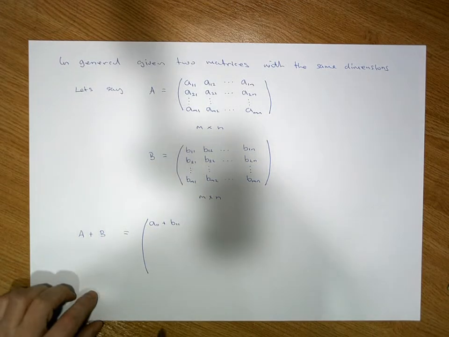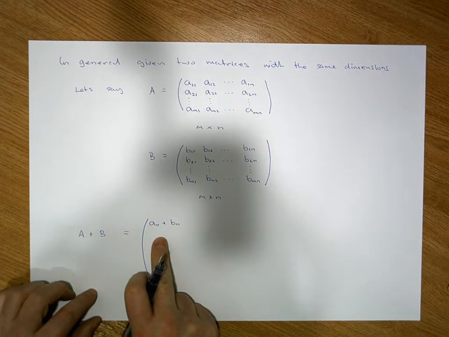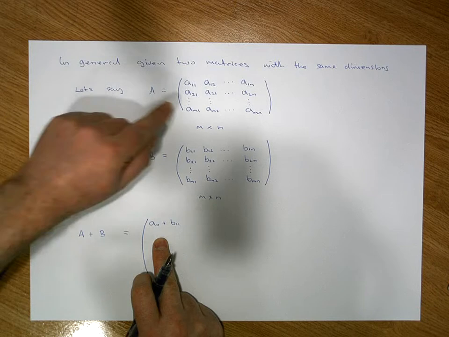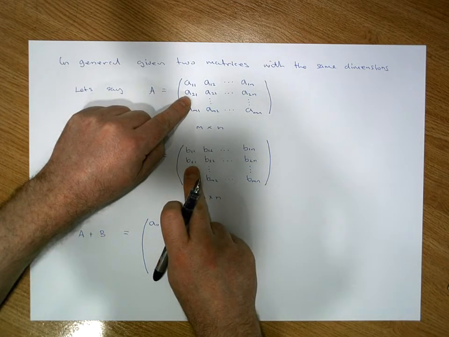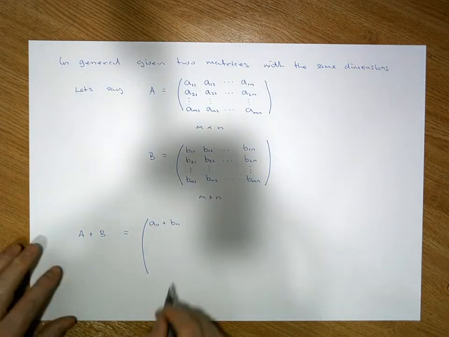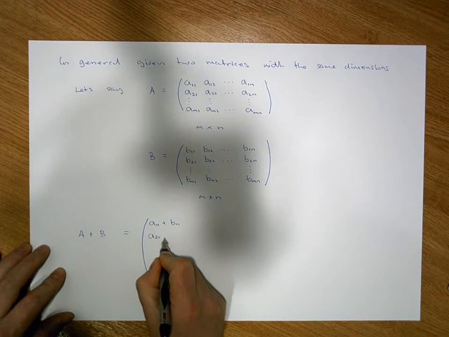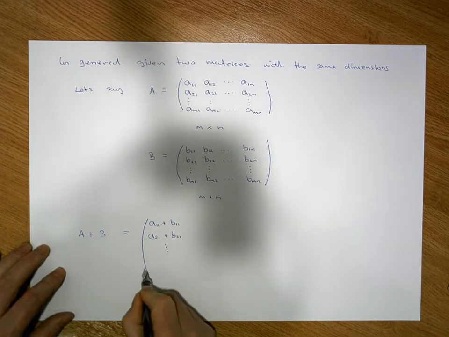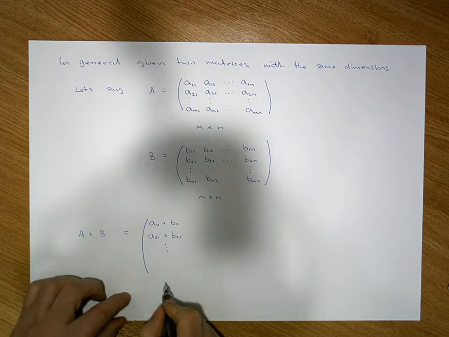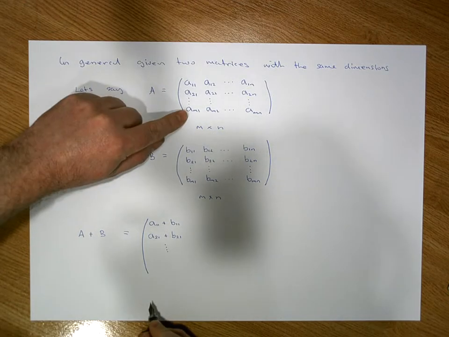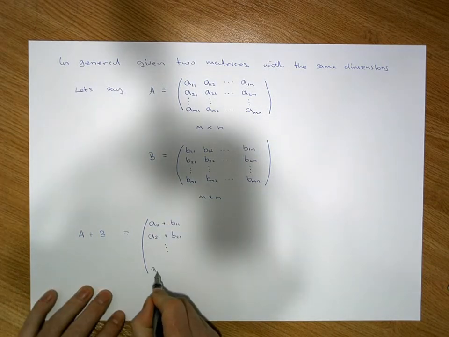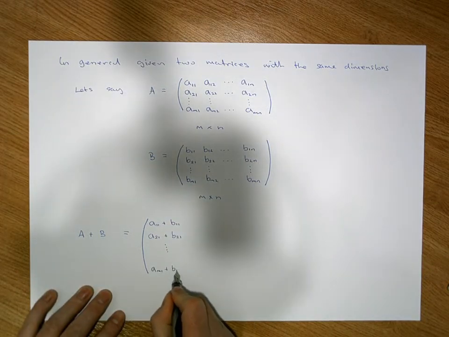The second entry, which is the entry on the second row, first column, is going to be the sum of the entries on the second row, first column from our two operand matrices. So it's going to be A21 plus B21. And so on and so forth. The entry in the mth row, first column, is going to be the sum of the entries in the mth row, first column from both matrices. So it's going to be Am1 plus Bm1.